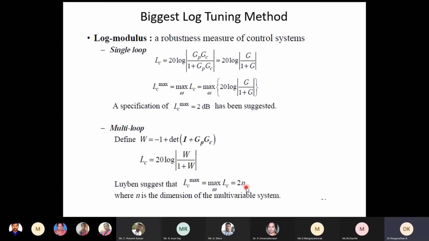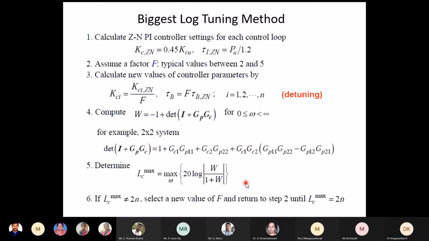Single loop is not going to be a problem because that results in only one equation, whereas multiple loop is going to result in many equations. But we have to understand that the dimension should be equal to 2n. That's what the law actually states.